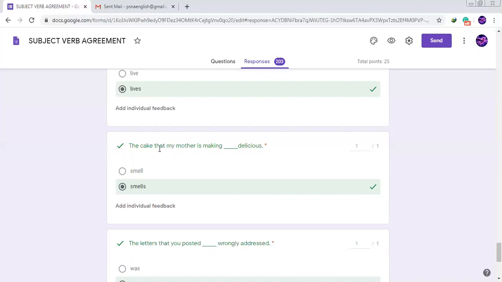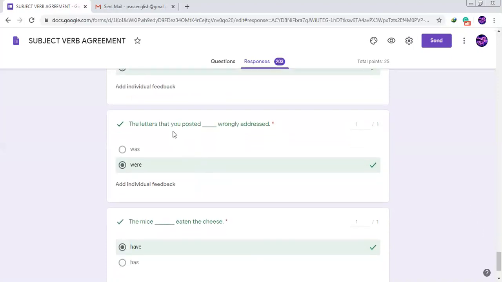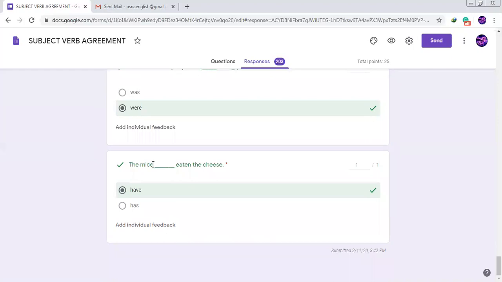And finally, this one: the letters that you posted. "That" is a relative pronoun, it talks about the word letters. Letters is plural form, so the answer is "were". And you all know the mice. Mice is a plural term. Mouse is singular, mice is plural. So the answer is "have".